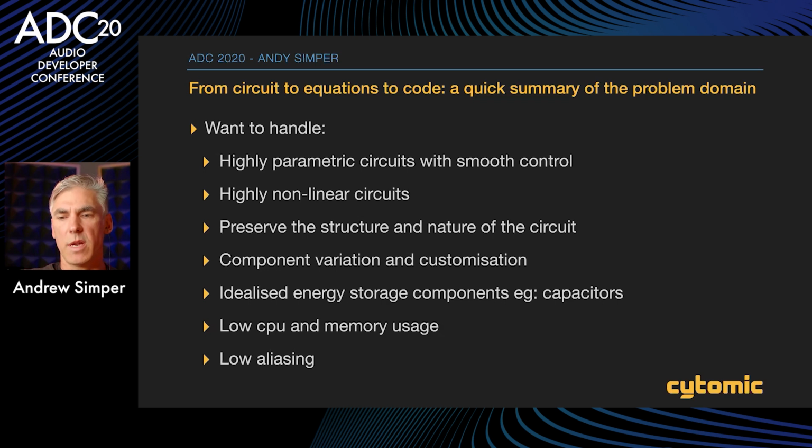We'll handle energy storage components, but not too in-depth. And we want low CPU, low memory usage and low aliasing. So it's a big list of conflicting things that we want to handle, because all of that, highly parametric, highly nonlinear, preserving the structure, component variation, doesn't go well with low CPU and memory usage. That's something we need to try and tackle as well, so we'll look into methods of doing that.